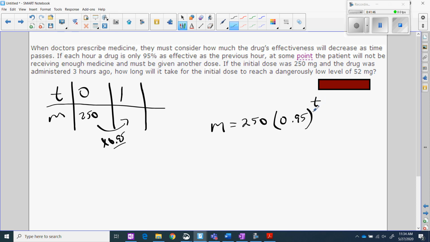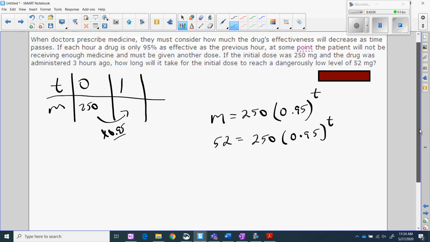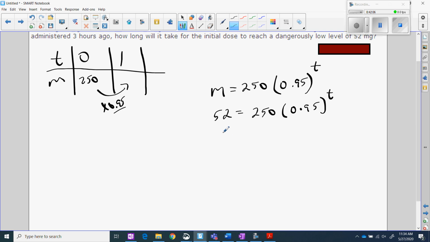They want us to figure out how long it's going to take for that to get to 52 milligrams. So 52 milligrams equals 250 times 0.95 to the exponent t. Divide by 250: 52 over 250 equals 0.95 to the t. So this is going to get to the situation I was just alluding to.